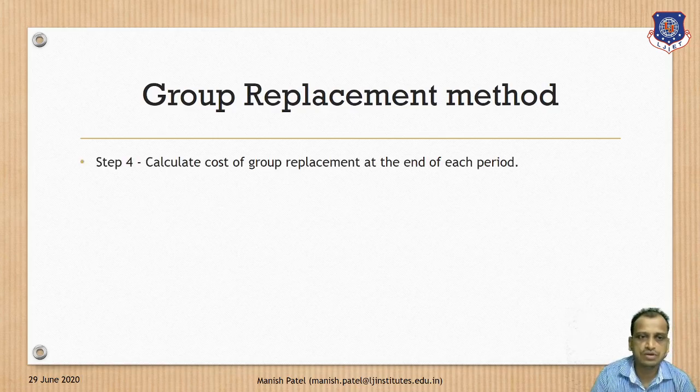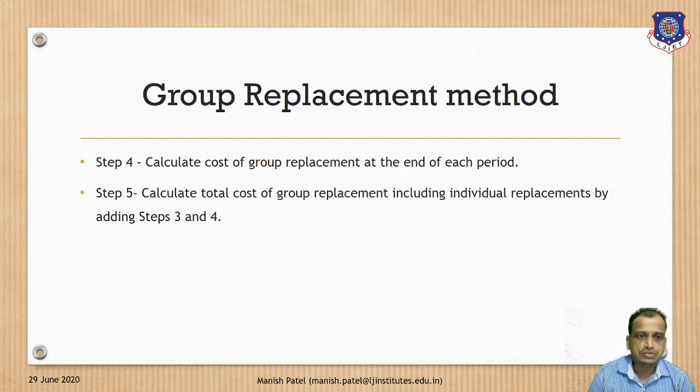What is step 4? Again, this was the case with the individual replacement, right? Now we will focus on the group replacement. Now what you will do, imagine that the installed bulbs are 1,000 and you want to replace in a group. You will replace all of them after a certain fixed interval. You will also calculate the cost of replacement in that case as well.